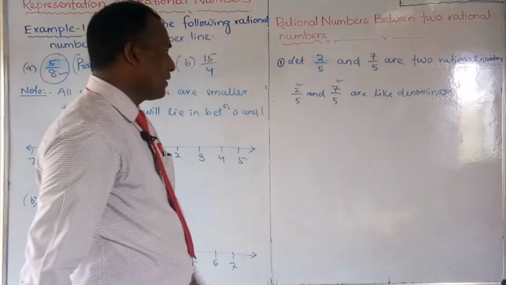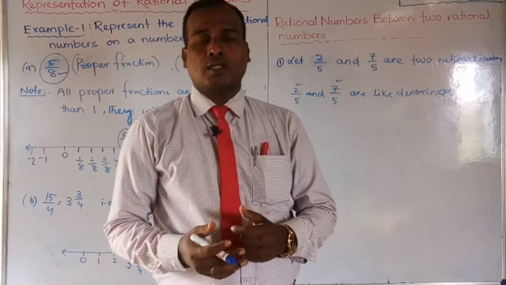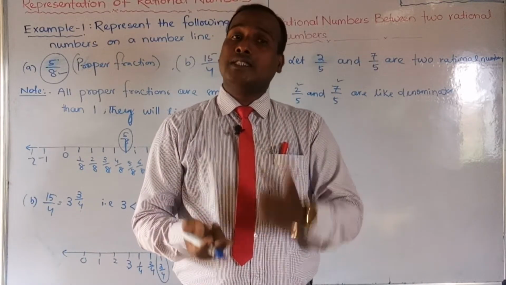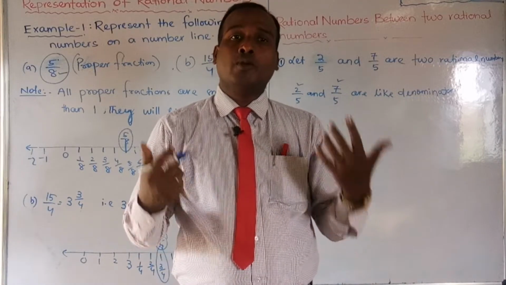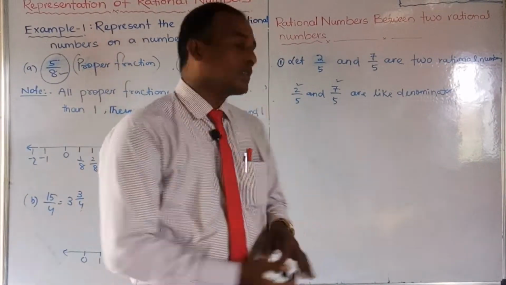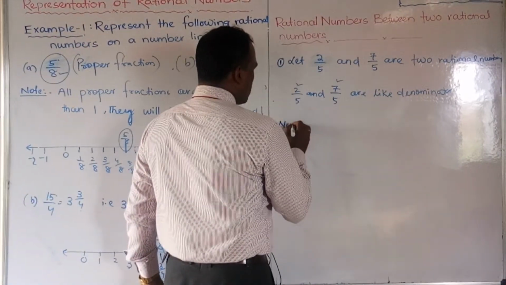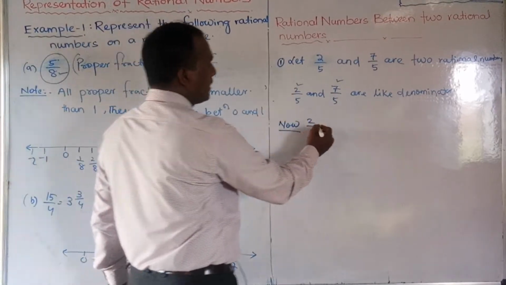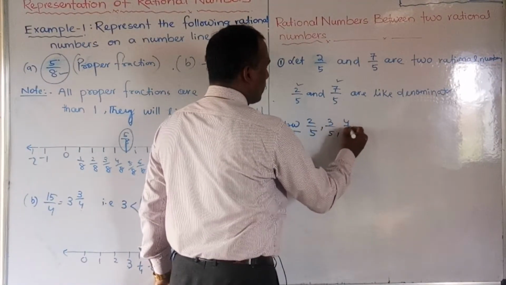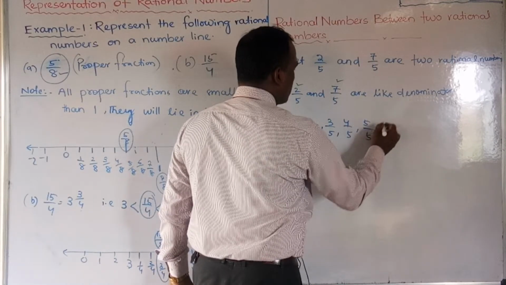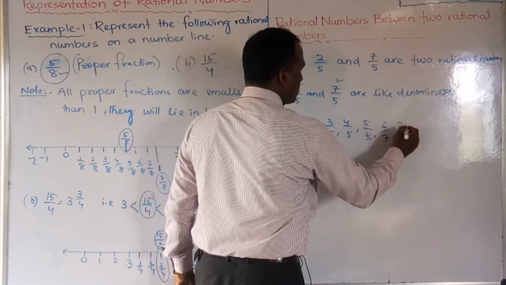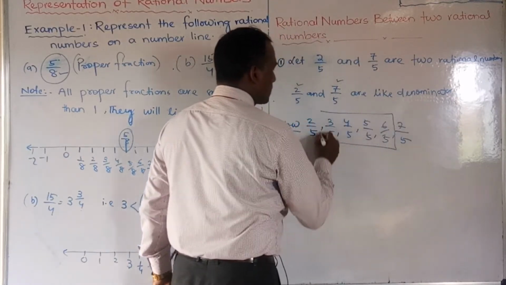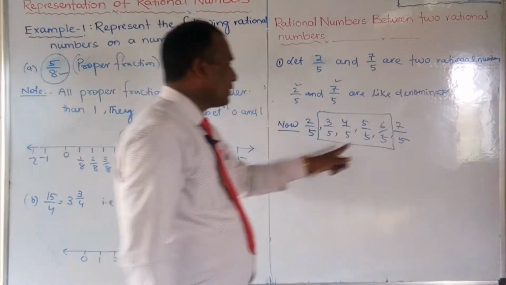Now 2 and 7, these are whole numbers. Between them how many whole numbers are there? After 2 comes 3, 4, 5, 6. If you make the denominator 5, then you will get the rational numbers. So observe carefully, students: 2 by 5, next number 3, so 3 by 5, 4 by 5, 5 by 5, 6 by 5, and 7 by 5. So these are the 4 rational numbers between 2 by 5 and 7 by 5.